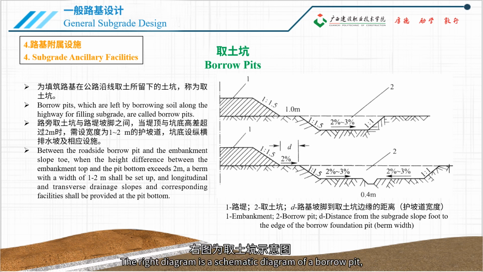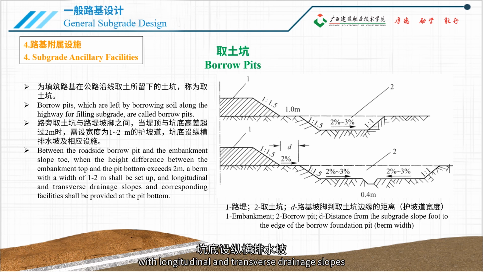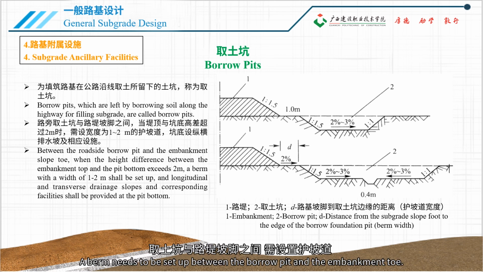The right diagram is a schematic diagram of a borrow pit, with number 1 indicating the embankment and number 2 indicating the borrow pit, with longitudinal and transverse drainage slopes and corresponding facilities at the bottom of the pit. A berm needs to be set up between the borrow pit and the embankment toe.